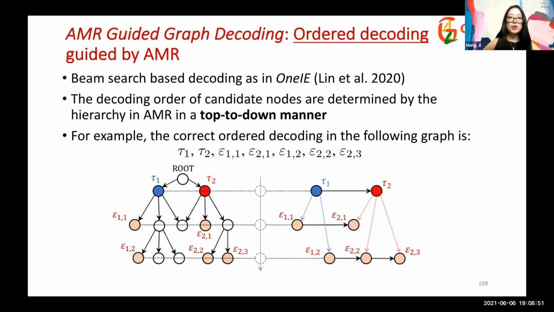And then during decoding, we again still use beam search. The only difference is the order of the nodes during decoding is determined by the hierarchy in this graph in a top to down manner instead of going from left to right from the original sequence.